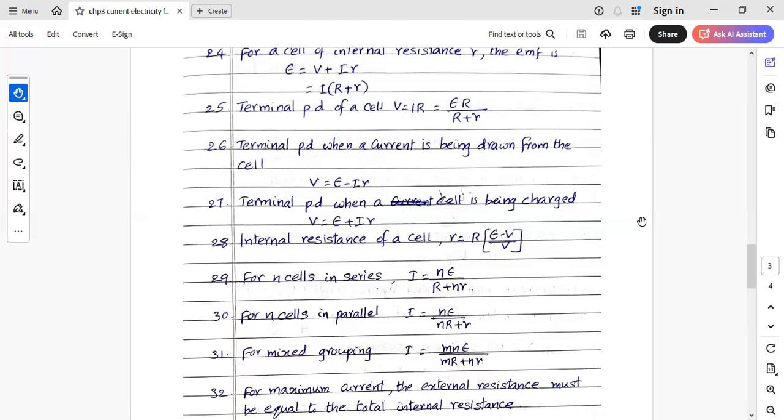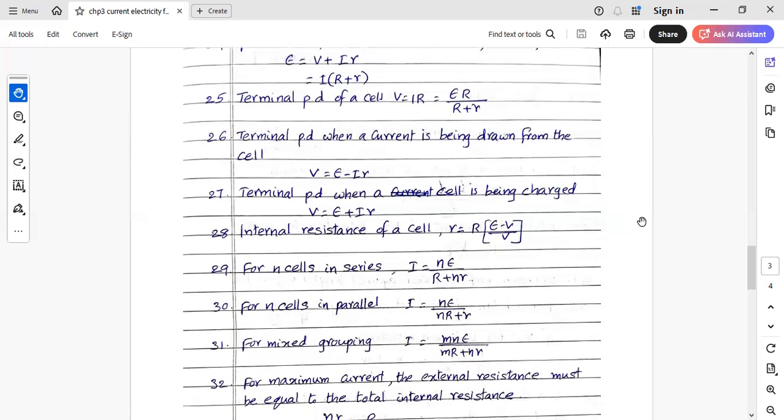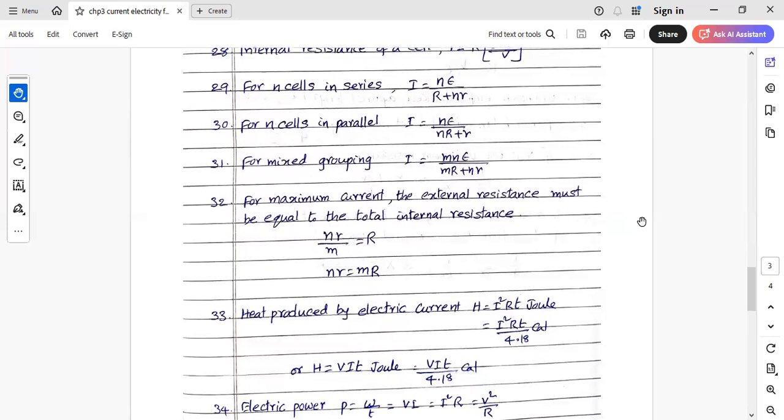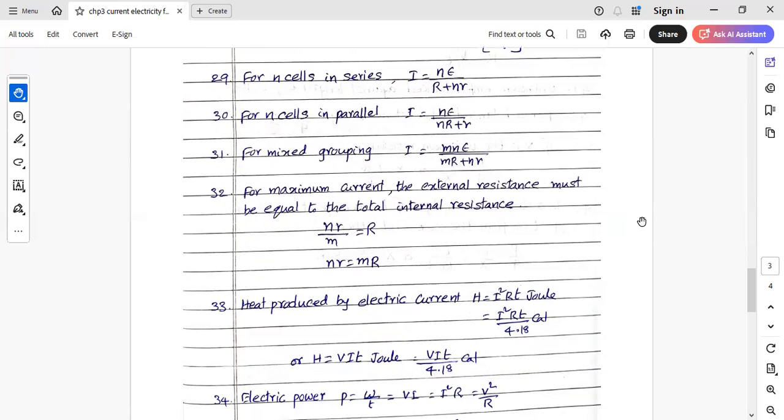For n cells in series, I is equal to n epsilon by R plus n r. For n cells in parallel, I is equal to n epsilon by n R plus r. For a mixed grouping, I is equal to m n epsilon by m R plus n r. For the maximum current, external resistance must be equal to the total internal resistance: n r by m is equal to R, so n r is equal to m R.